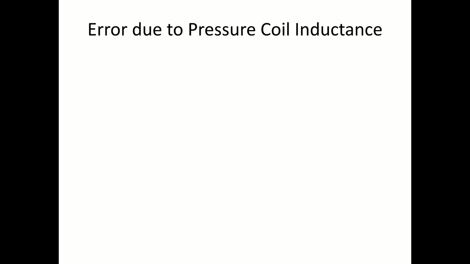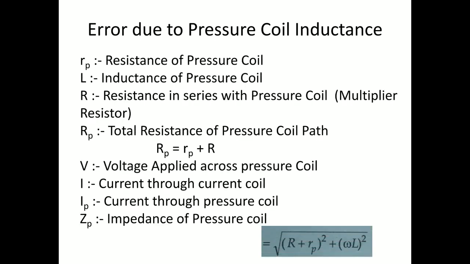So, error due to pressure coil inductance. Now in order to understand the concept of how the reading of wattmeter changes due to the inductance of pressure coil, let us consider some abbreviations first. These abbreviations we are going to use for the mathematical analysis. Small rp indicates the resistance of pressure coil, obviously in ohms. Capital L indicates the inductance of pressure coil in Henry.